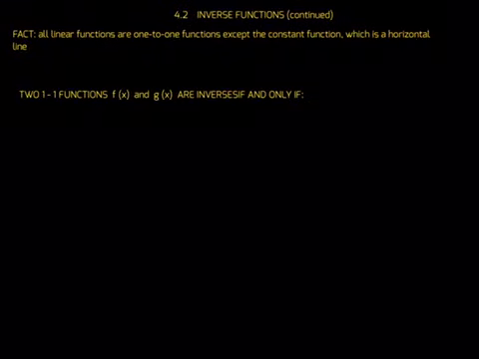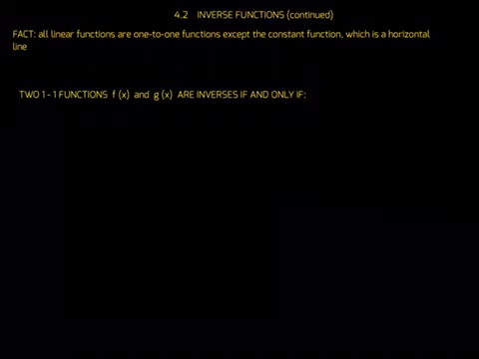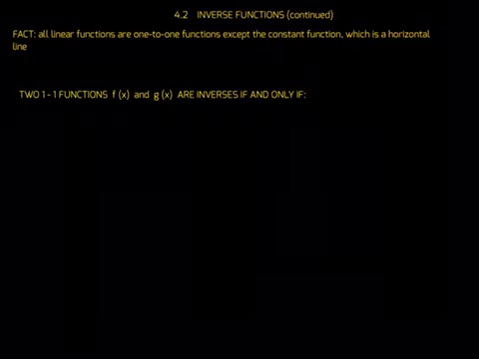Now, we want to draw the connection between inverse functions and composition. So here I have a statement. Two one-to-one functions, f of x and g of x, are inverses of each other if and only if you can show two things, okay? So two given functions are inverses of each other if you can show two things.